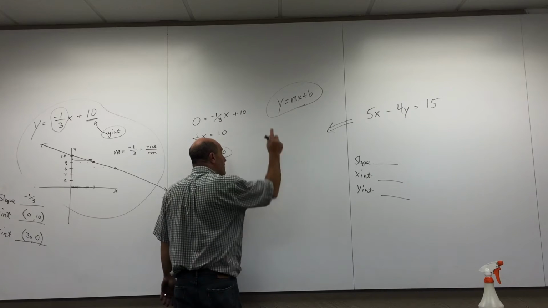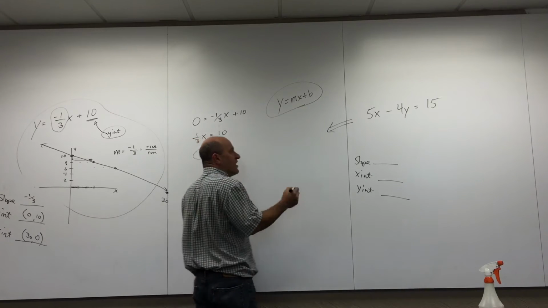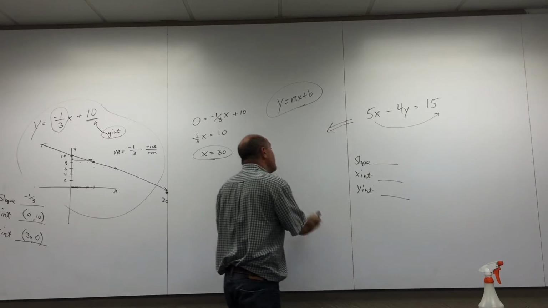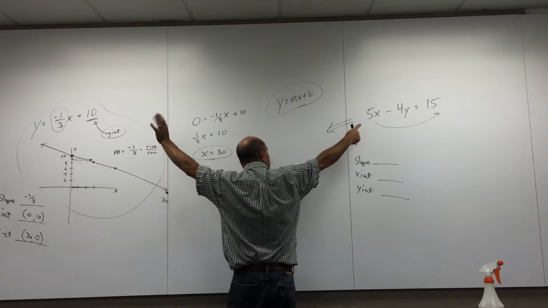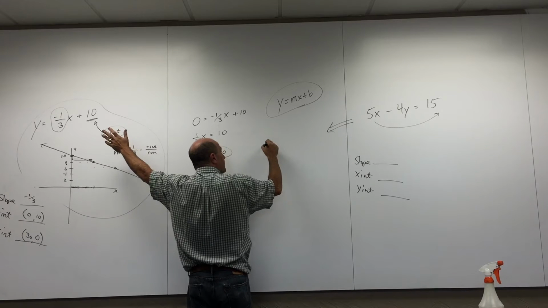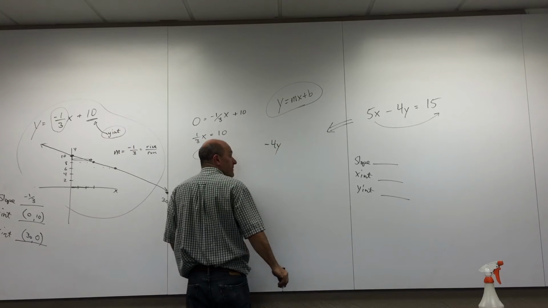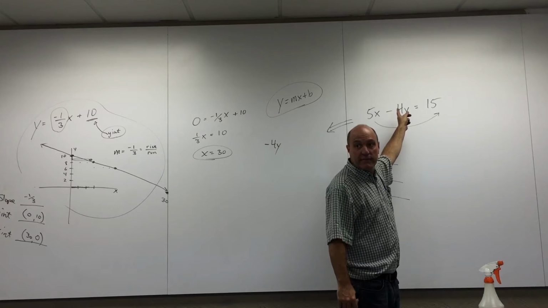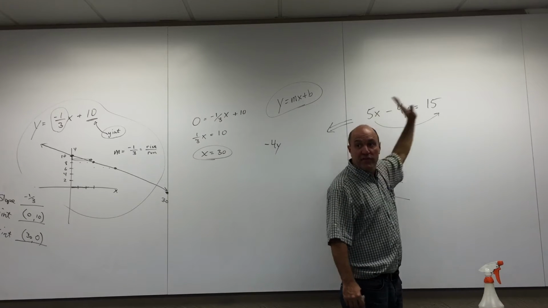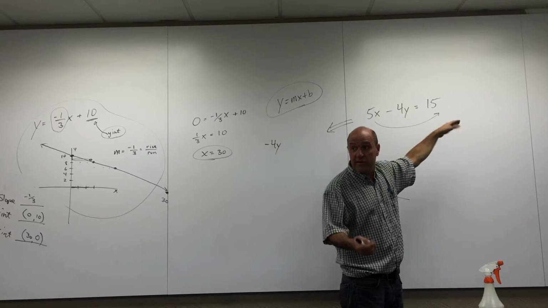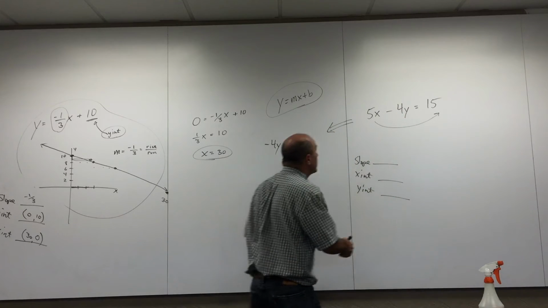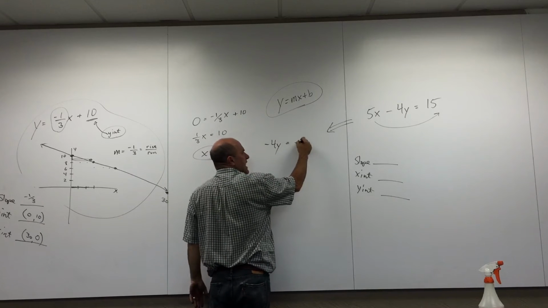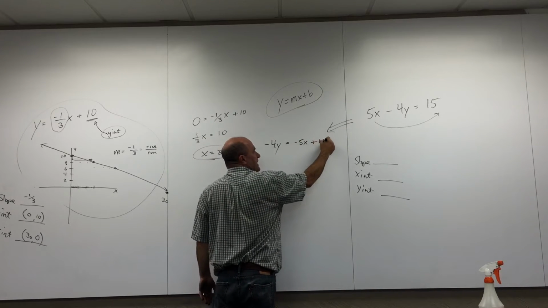Move the 5x over. Okay, and thousands of students will do this. You move your 5x over. What does that leave you on this side? What is it? -4. Thank you. -4y. Thousands of students will move that over, and then they'll lose their negative sign. That's bad. So you're moving the 5x over, and what are you left with? -4y equals. What did we just do? We moved a 5x over, so it's -5x plus 15.